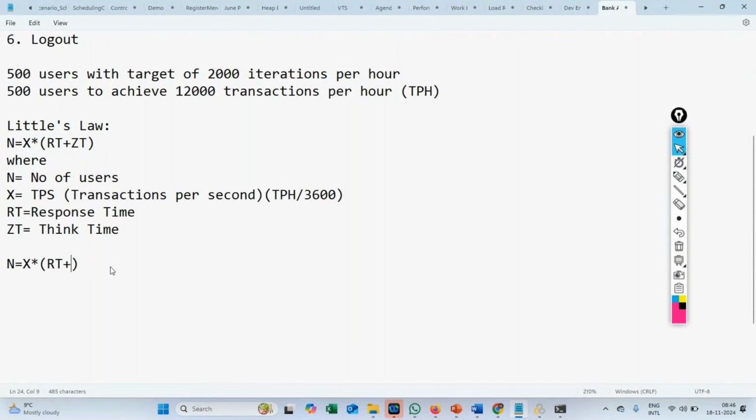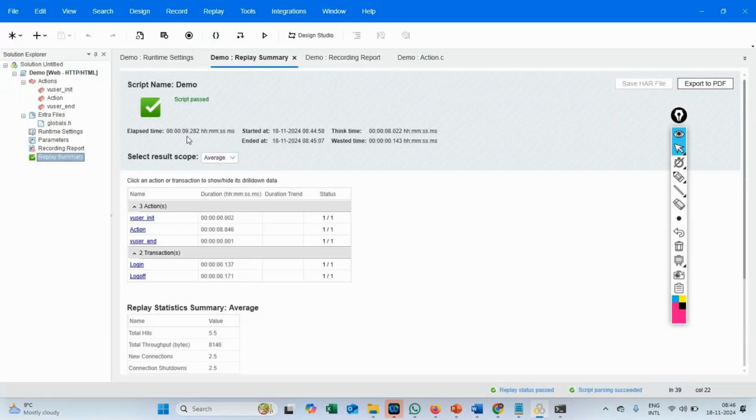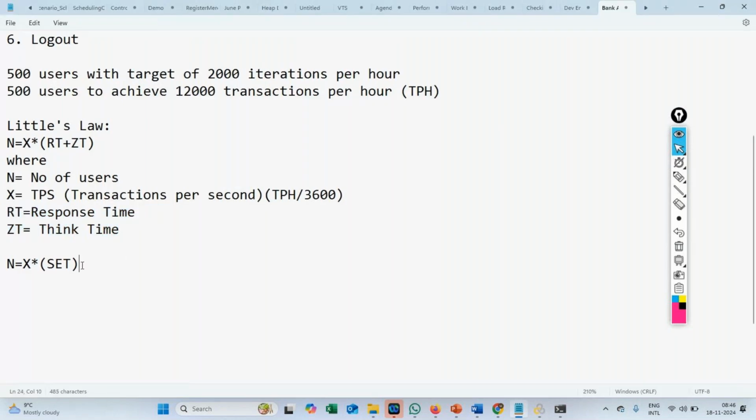So instead of RT plus ZT, I can simply write SCT. SCT is nothing but script execution time, which is the addition of response time plus think time, both. So I have shown that here. This is the overall script execution time, and if you add all of this, it is response time. If you subtract that from script execution time, you will get think time. Either way you can do it. That's fine.